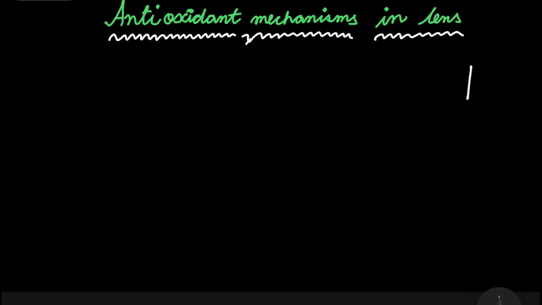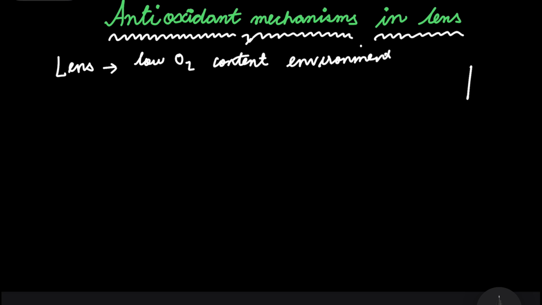So the lens, this is something that I forgot to mention in my previous video, but I'm going to mention it here because it pertains more to this video. The lens somehow has a very low oxygen content environment. Now this very low oxygen content is very necessary. See, why am I saying low oxygen content?